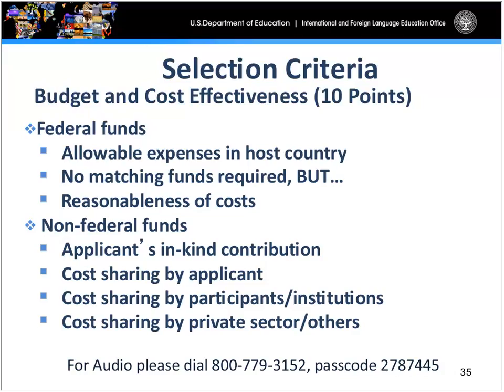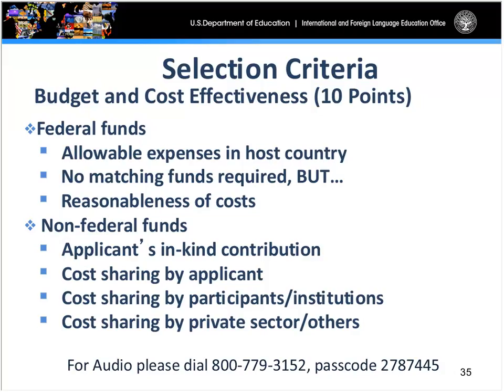Okay. Rhea touched briefly about the allowable costs for the budget and cost-effectiveness section, also worth 10 points. And like I said before, it's the same for both short and long-term. Although long-term can have up to $250,000 as far as the funding, it's only worth 10 points as far as the budget and cost-effectiveness section. Please keep in mind that you should give a detailed account as far as the timeline of how the funds are going to be spent.